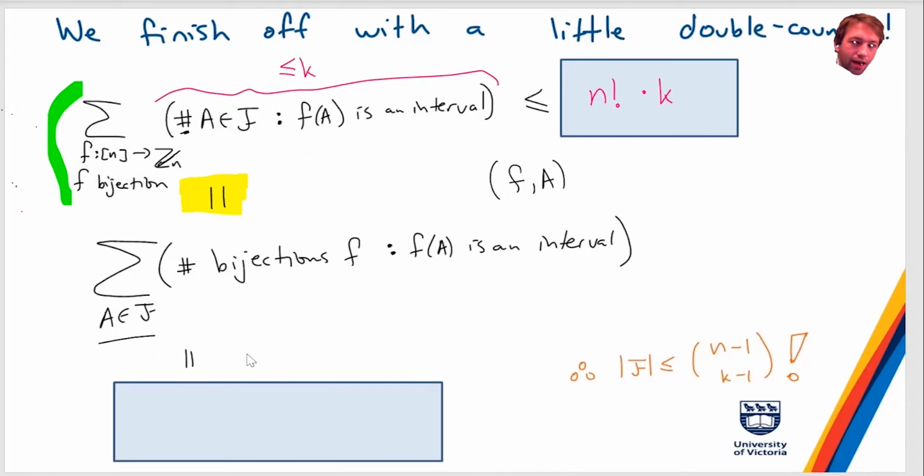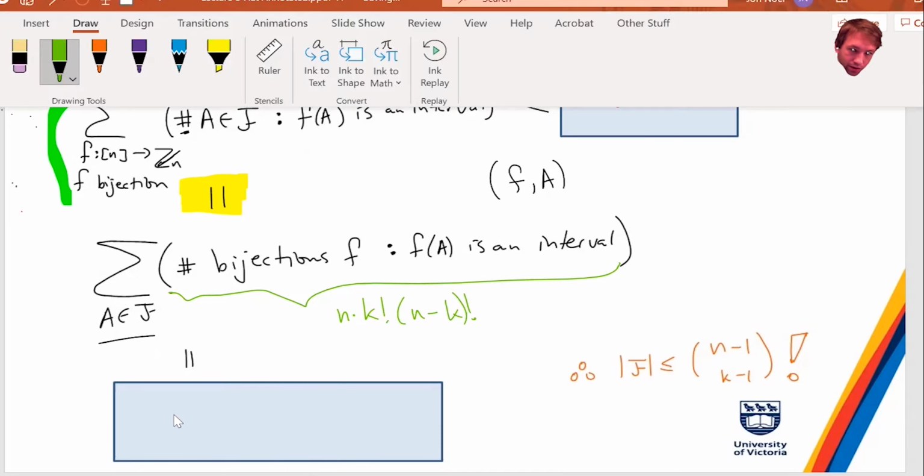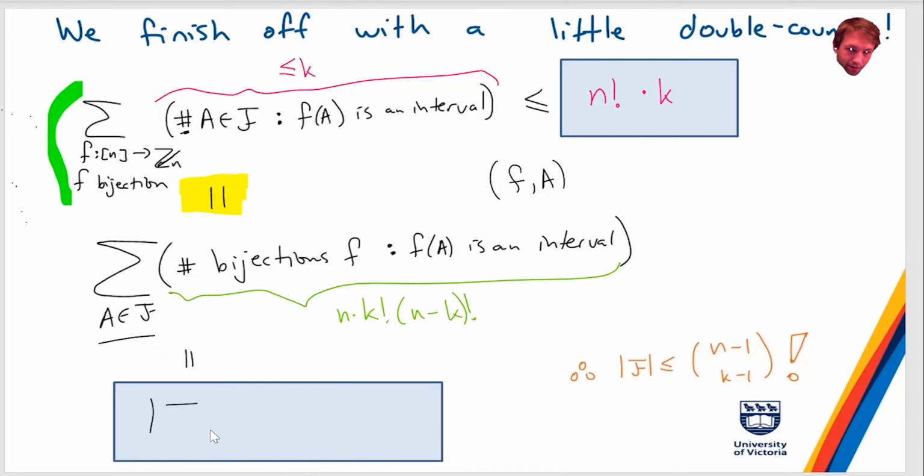Okay, and we actually calculated this other way of writing the sum. We gave an exact answer. The thing inside the sum is just k factorial times n minus k factorial times n. That's what we proved earlier. So this is just the size of f times n times k factorial times n minus k factorial.